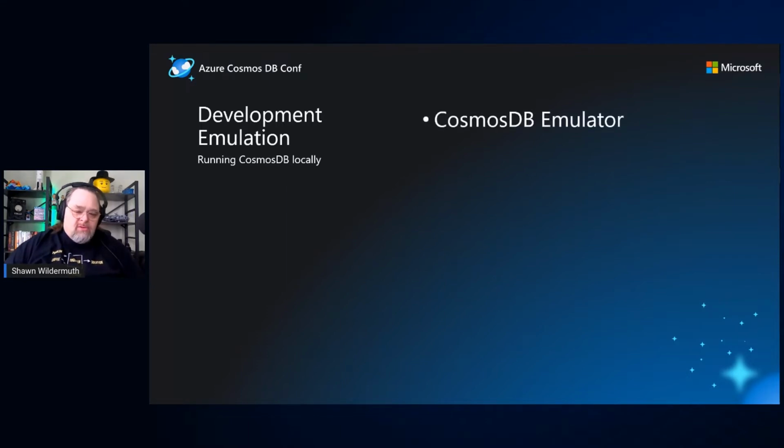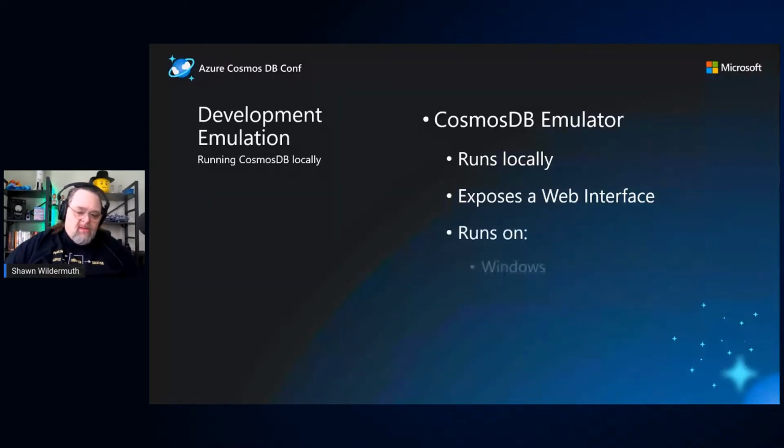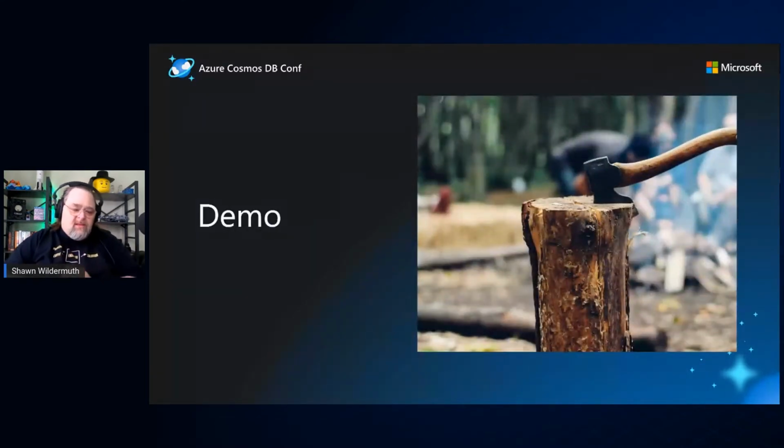There's a tool called the Cosmos DB emulator, and it runs locally on your machine. It's not a replacement or like SQLite for Cosmos DB. It is missing a number of the features that you'll get from the full service, but for development, I haven't run into any limitations. It exposes a web interface for you to manage the instance, which I find really helpful. It runs on Windows natively as an installer, but it's also available on Linux and Mac as a container. So let's get into the nuts and bolts of it.